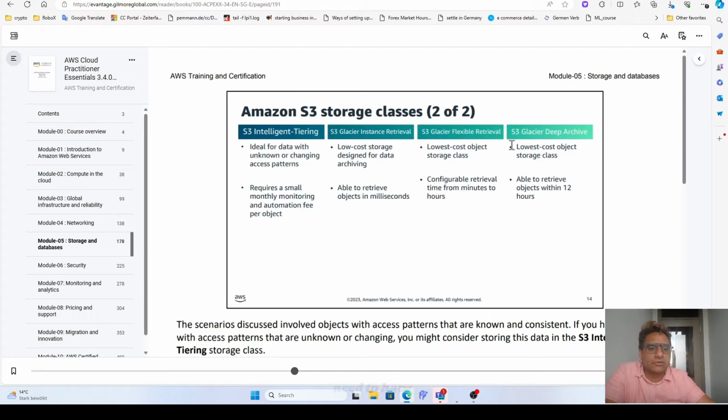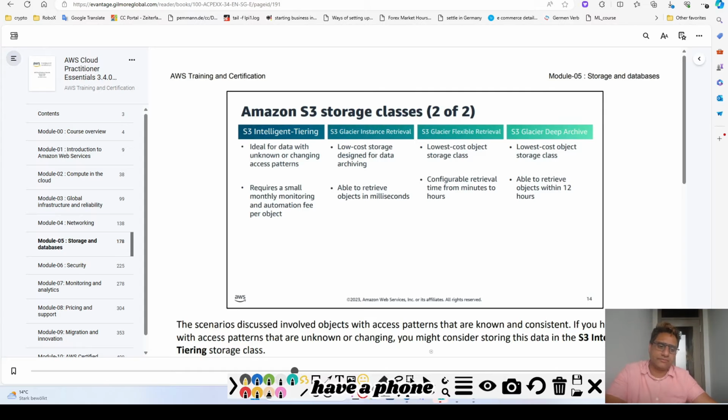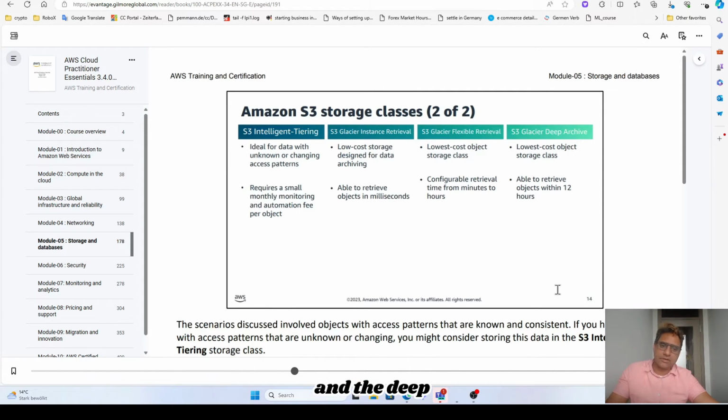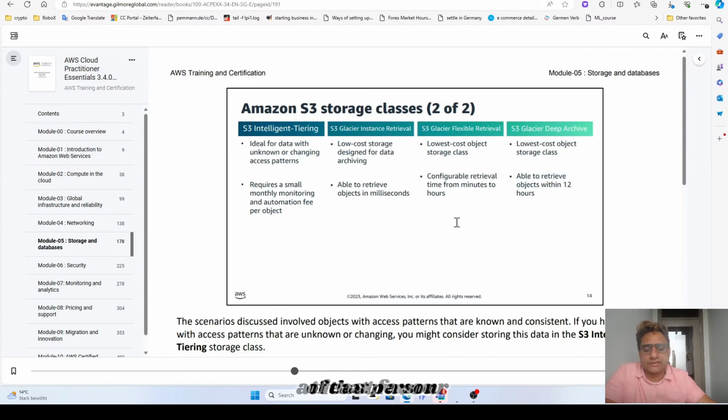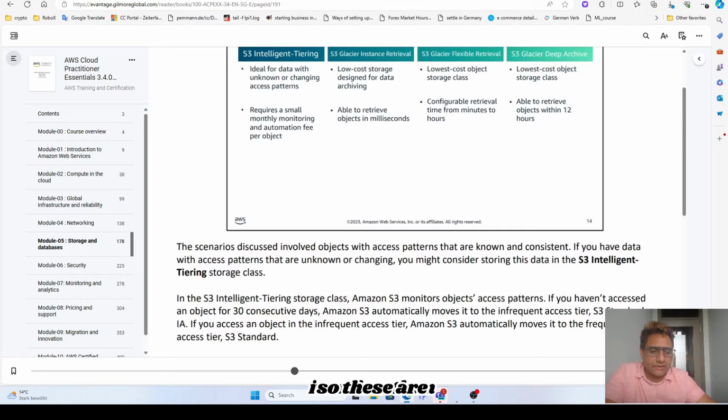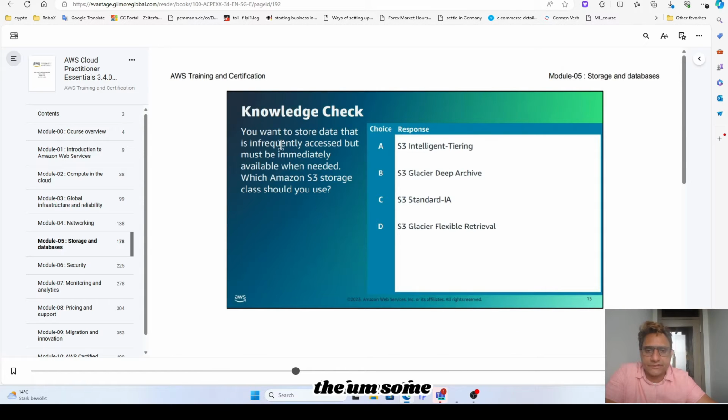And sometimes you need a deep archive. The deep archive is where you need to know at least 12 hours before when you need the data. So these are the options.